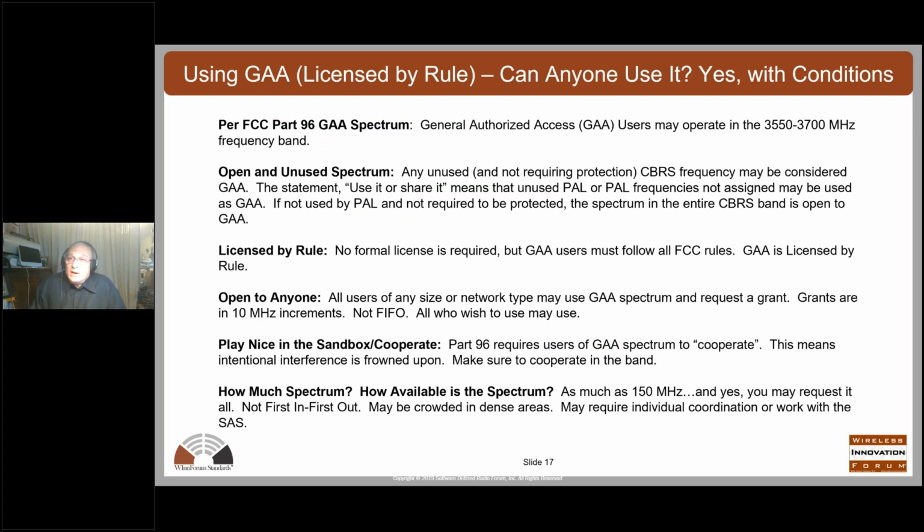All right, can anyone use the band? The answer is yes, anyone can use the band as long as they're authorized by the FCC to be in the band, and there are certain requirements that you have to meet to do that. GAA is considered licensed by rule, but you don't have to go get a formal license as you would with licensed frequencies. It is open to anyone, and as I said, you need to play nice in the sandbox. Let's move on to the next slide.